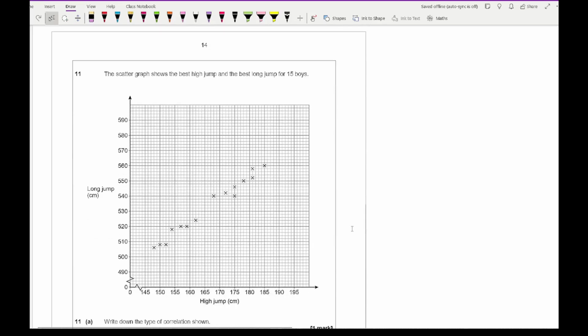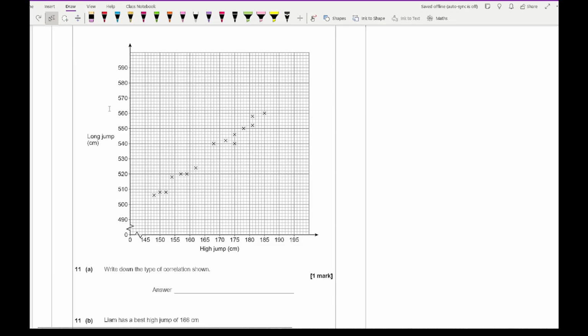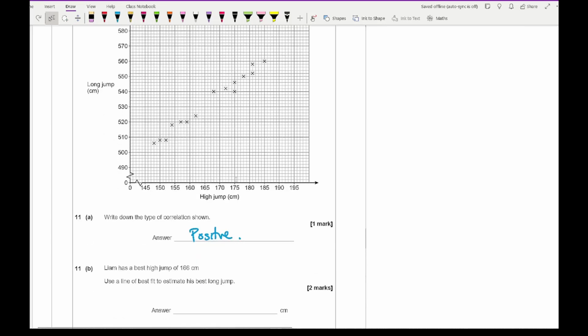Then moving on to question 11, it says the scatter graph shows the best high jump and best long jump for 15 boys. And it says write down the type of correlation that is shown. For this, it's only worth 1 mark, so we only need to say whether it's positive or negative. And this one is positive. It then says Liam has a high jump of 166 centimeters. Use the line of best fit to estimate the best long jump.